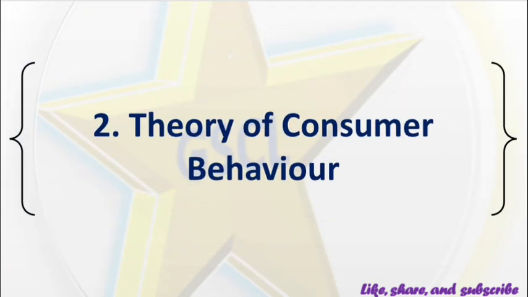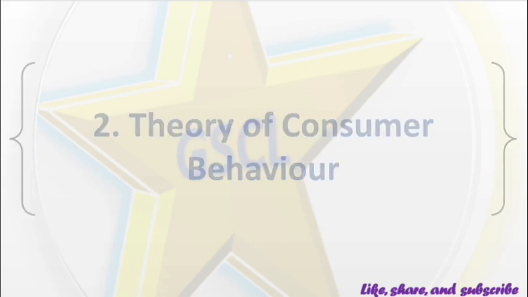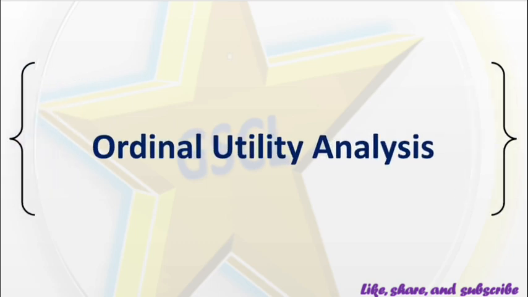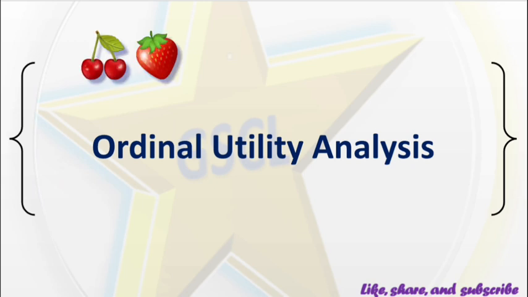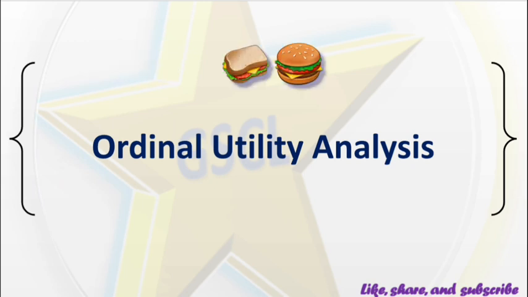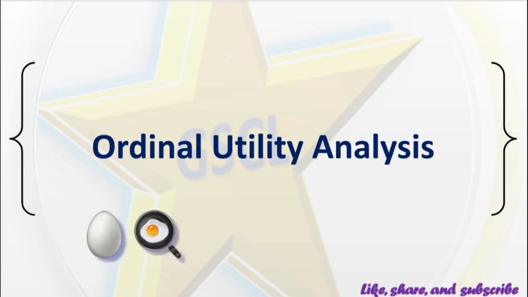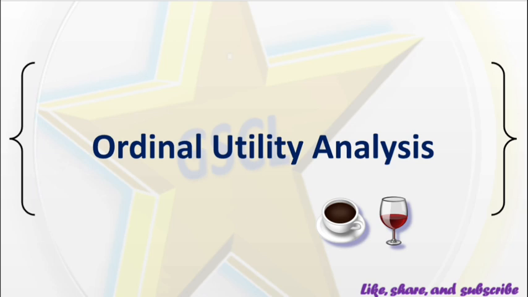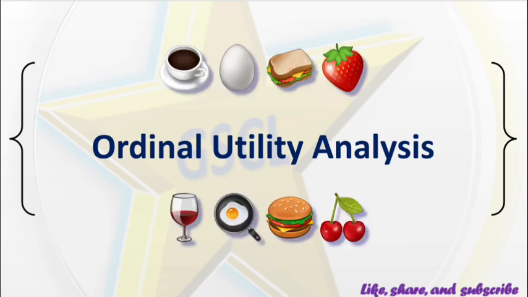This video is on one of the concepts under chapter 2, theory of consumer behavior: ordinal utility analysis. We can rate the commodities based on the kind of satisfaction we are getting. But since we use many different commodities, more than rating, we rank them based on what we prefer to use more. So we keep on choosing between different commodities.